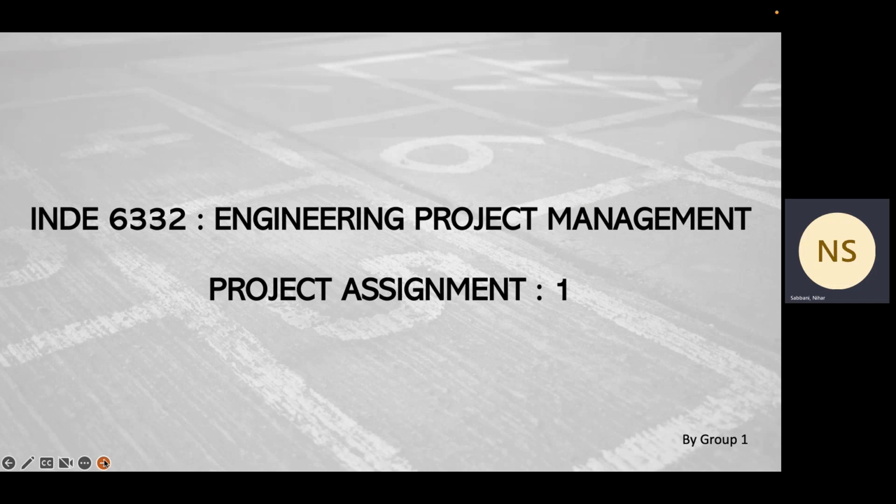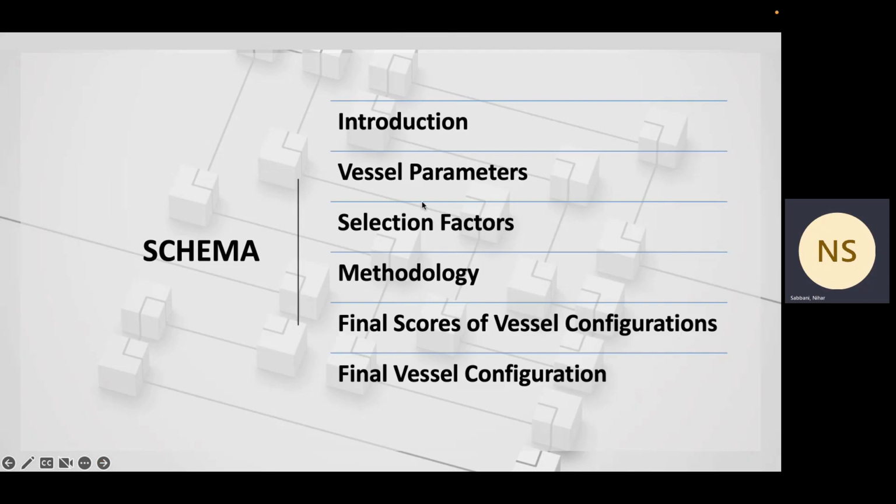So, starting off with the presentation, I'll be explaining the schema. We'll introduce the project team, project work, and team members, followed by the vessel parameters of the project, the selection factors which the entire team has come up with, and the scoring methodology that we have deployed for scoring the final vessel configurations. Post that, we'll look at the final scores of each vessel configuration, followed by the final vessel configuration that we have attained.